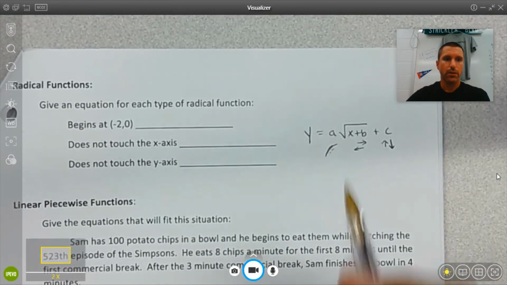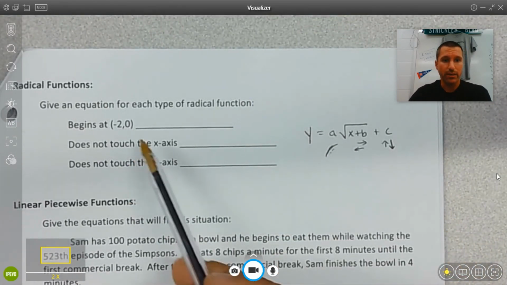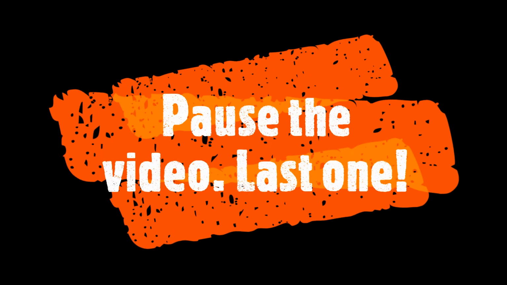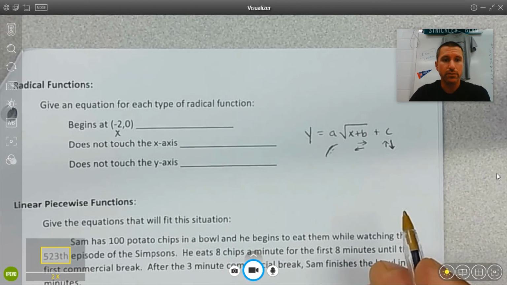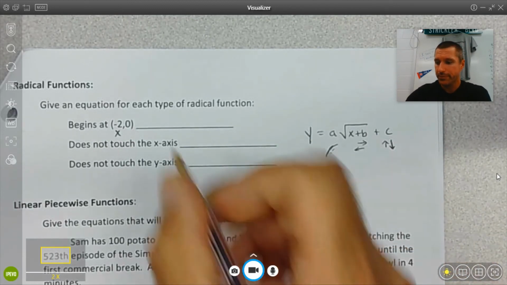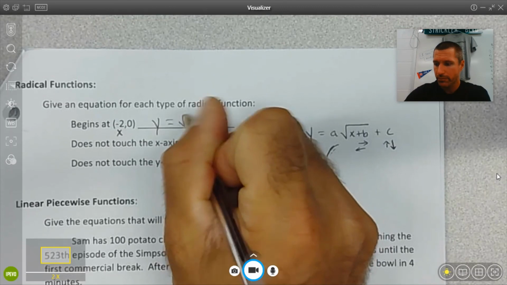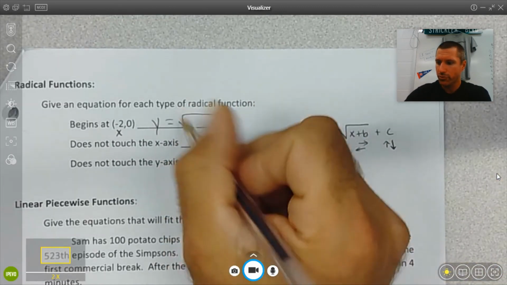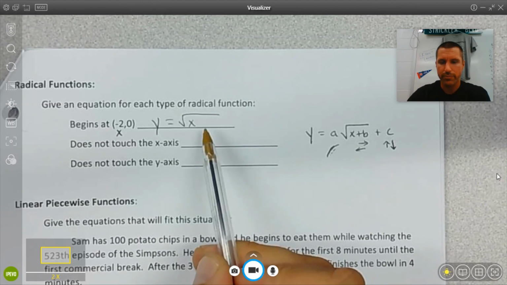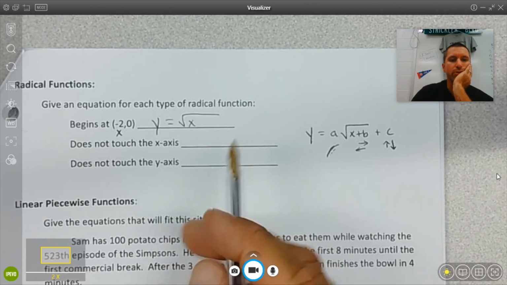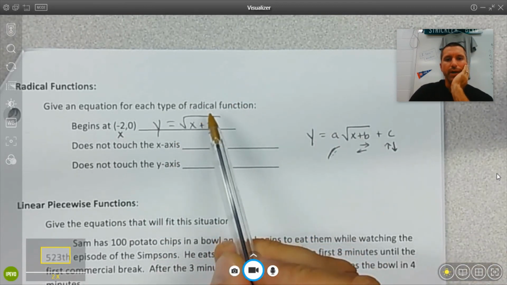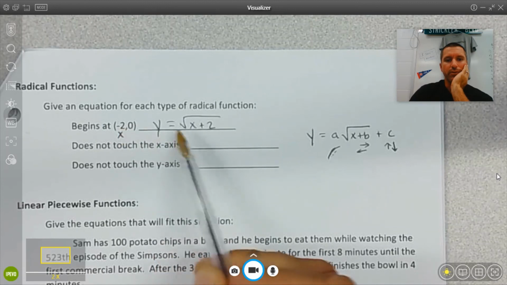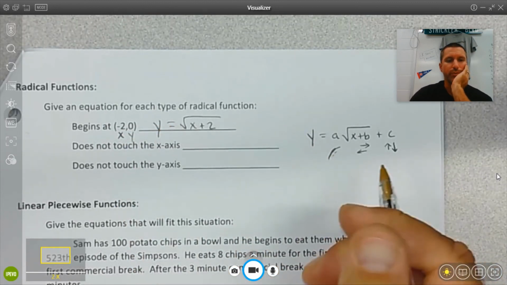All right, give me a radical function that begins at -2, 0. When you plug in -2 for x, the output has to be 0. So let's start with, what could you do to the x to make the output 0 when you plug in -2? Oh yeah, +2. So if you add 2 onto -2 when you plug it in, you would get an output of 0, and you'd be in business.